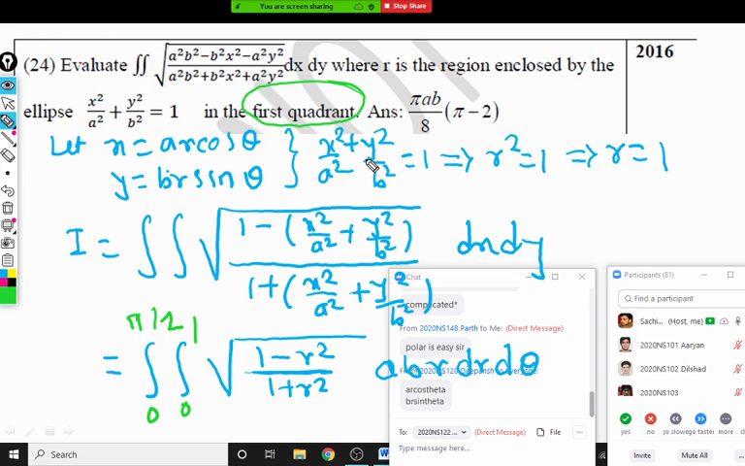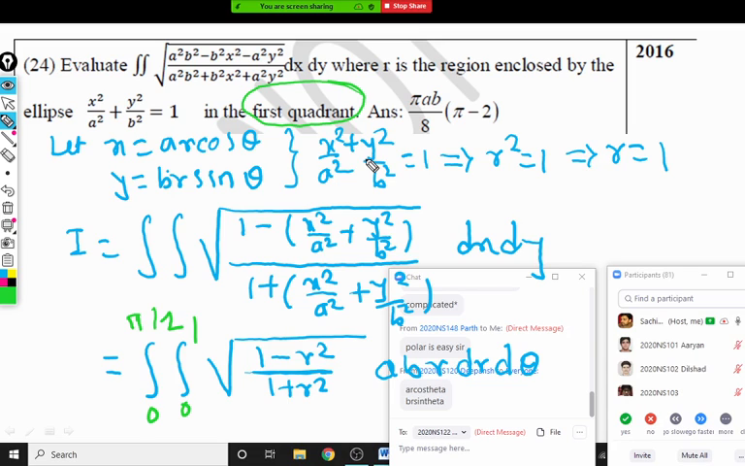How to integrate now? So we can put r square equals to t. That is one of the substitutions. And then you can factorize. Multiple ways are there, so the choice is yours. The substitution method will work.